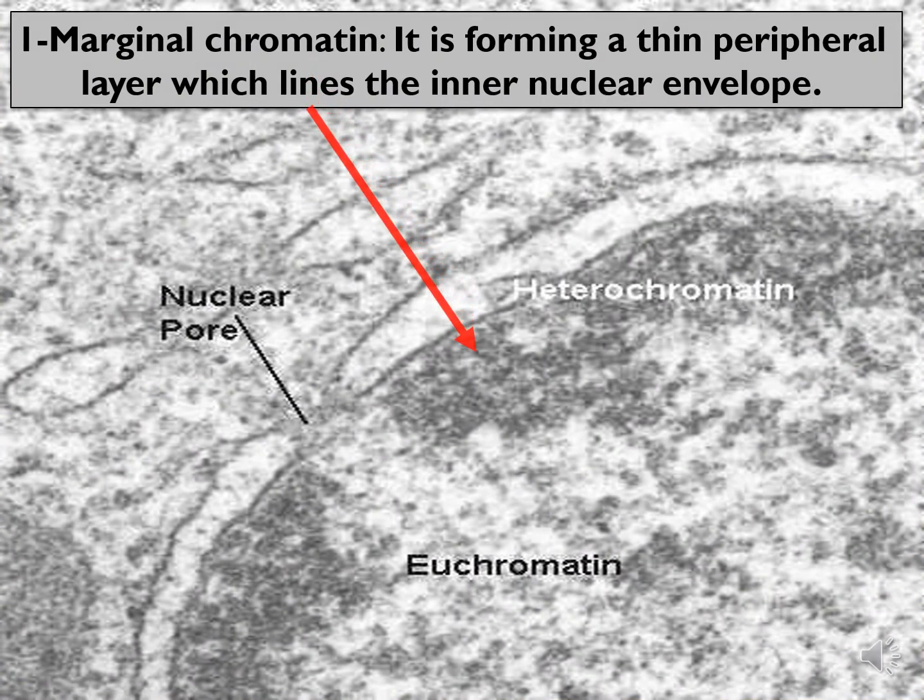Marginal chromatin. It is forming a thin peripheral layer which lines the inner nuclear envelope. أول نوع من الهيتروكروماتين اللي سميناه marginal chromatin اللي يظهر بشكل طبقة رقيقة جدا طرفية دائما تكون بمحاذاة inner nuclear envelope.